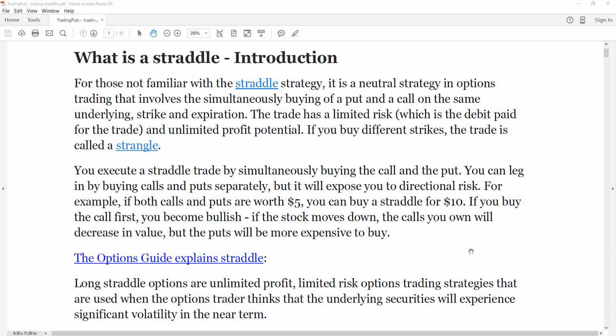So let's start with some introduction. For those not familiar with the straddle strategy, it is a neutral strategy in options trading that involves simultaneously buying a put and a call on the same underlying, strike and expiration. The trade has limited risk. The risk of the trade is basically the debit that we pay for the trade, and unlimited profit potential. Now, if you buy different strikes, the trade is called a strangle.